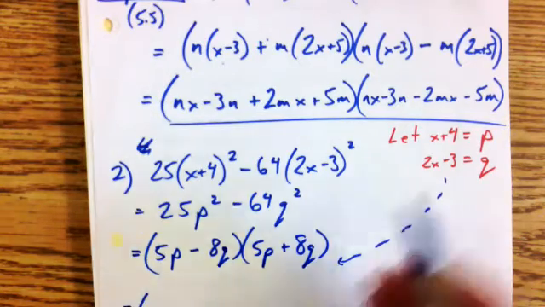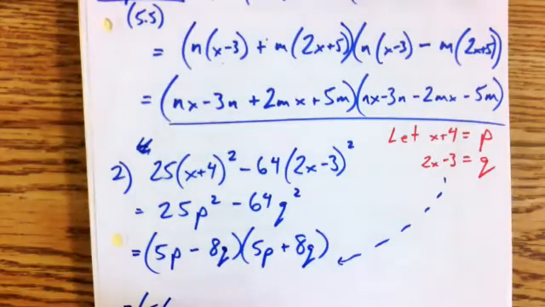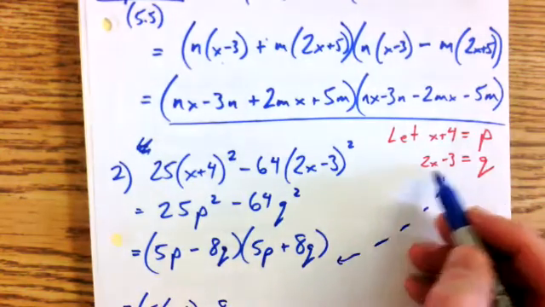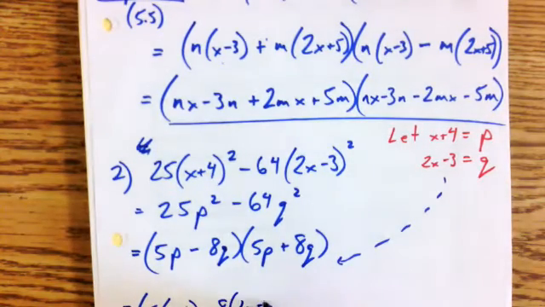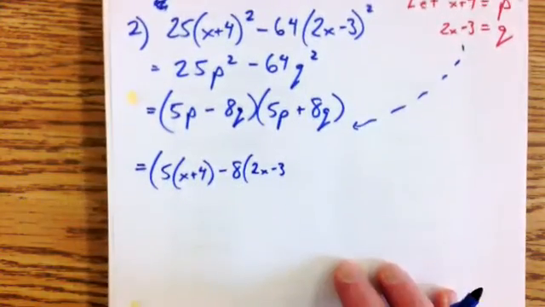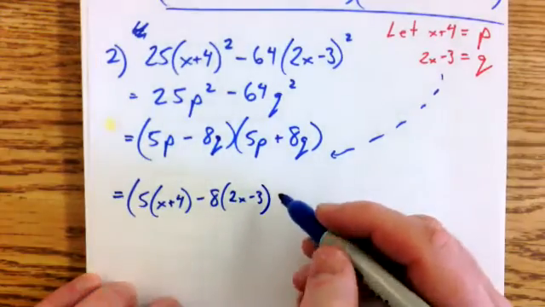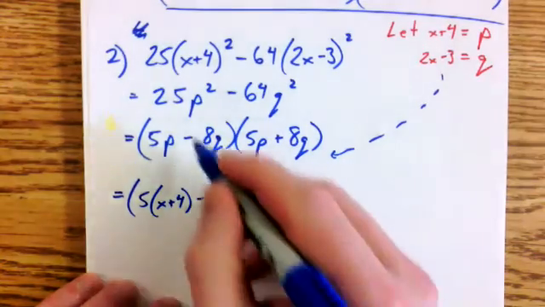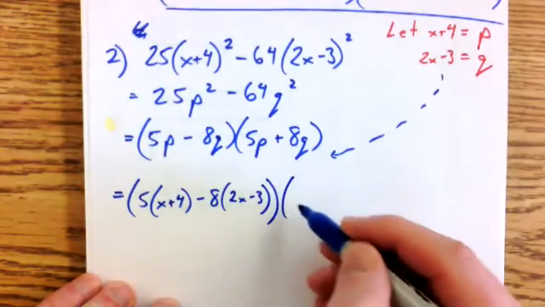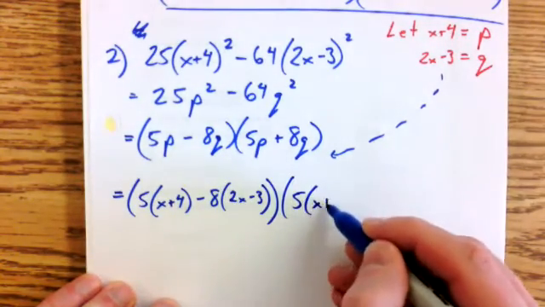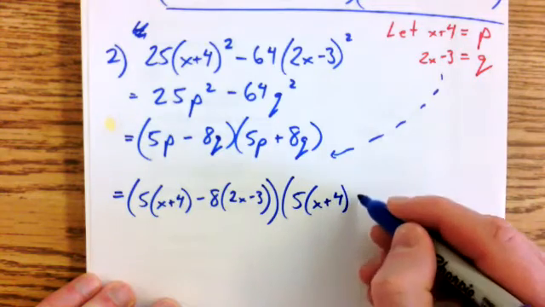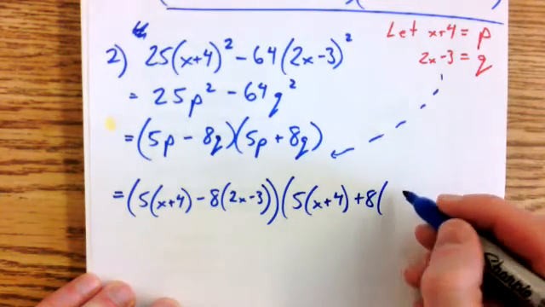So now anywhere there's a p, I'm going to put x plus 4. So 5 times x plus 4 minus 8 times, anywhere there's a q, I'm doing 2x minus 3. Can't really see. Will you stop complaining? Thank you for letting me know. 8 times 2x minus 3. So that's the first set of brackets. Second set of brackets, 5 times x plus 4 plus 8 times 2x minus 3.